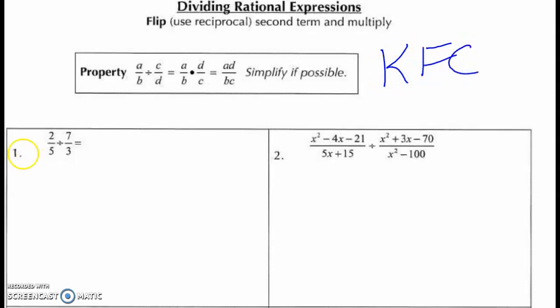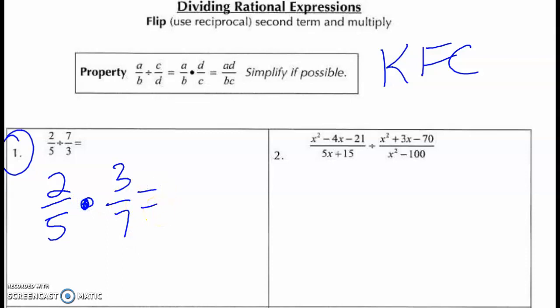All right, so in this first example, which is just numbers, we would keep our 2/5. We would flip our 7 over 3, which becomes 3 over 7, and we would change to multiplication. Now, I always give it a quick scan and make sure there aren't any juicy relationships to take advantage of, but we don't have any juicy relationships here, so we're just going to multiply. There's nothing to cancel. We're just going to multiply straight across the top and straight across the bottom.